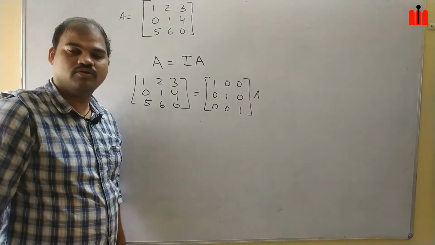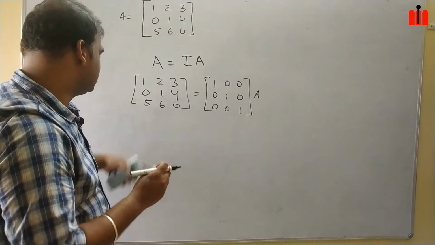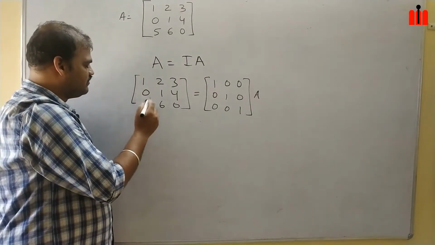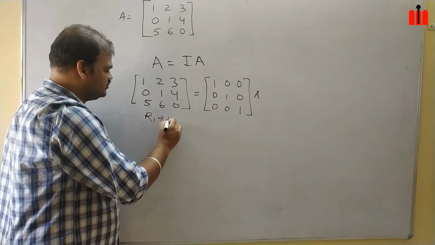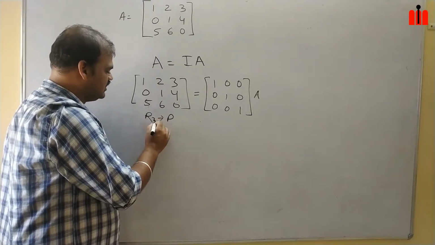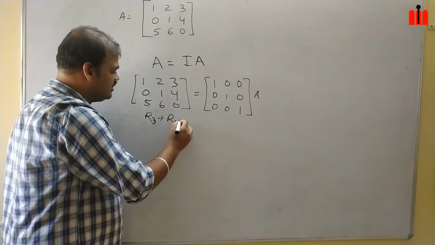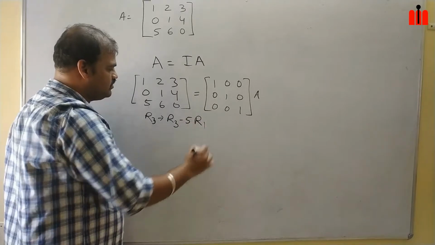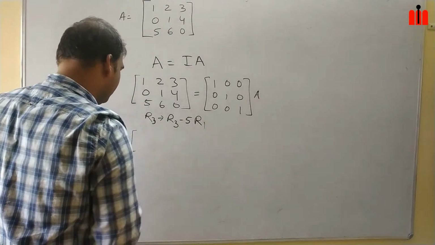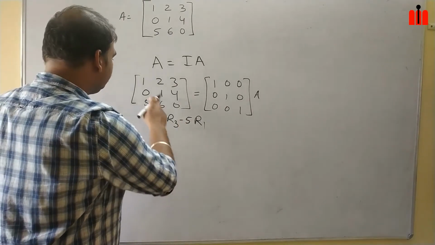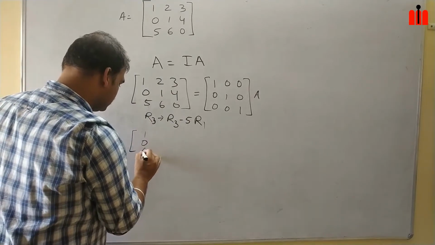Okay, now what to do? First we have to make elements 0. So to make this 5 as 0, what do we have to do? We have to perform the operation R3 tends to R3 minus 5 into R1. So once we do R3 tends to R3 minus 5 into R1, we have to subtract 5 into R1, so we will get 1, 0, 0.